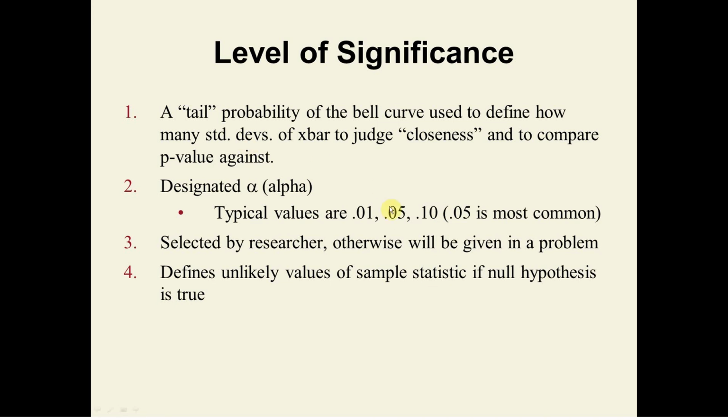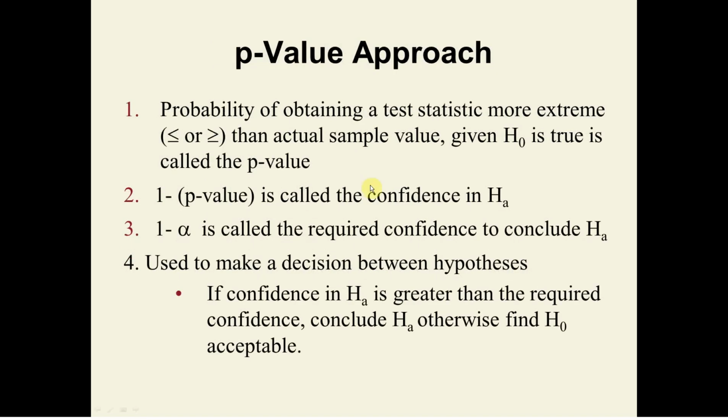Now, what level of significance or how much confidence you want is usually selected by the researcher or given by the problem. But in terms of hypothesis testing, it defines how unlikely the sample statistic that we get is, if the null hypothesis is true. So in other words, it really tells us how often we're going to be wrong about our result.